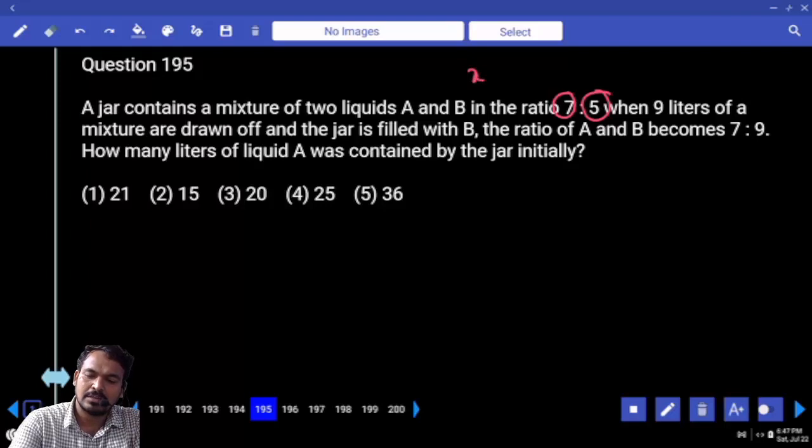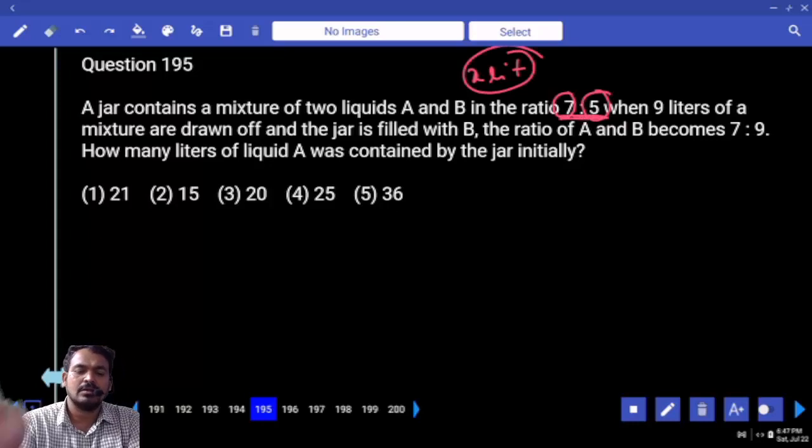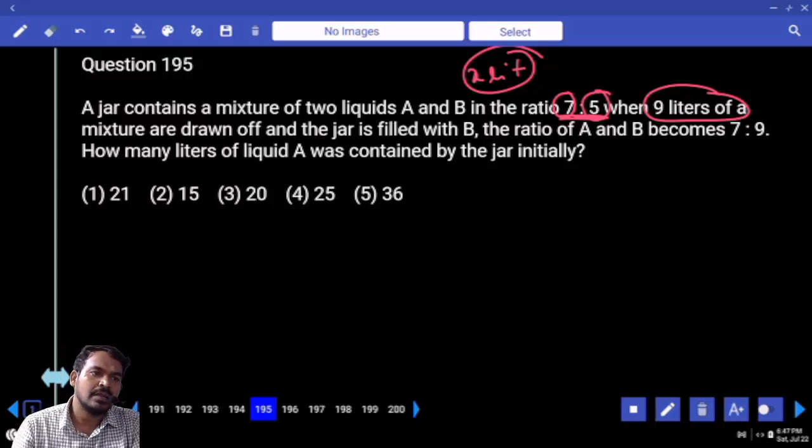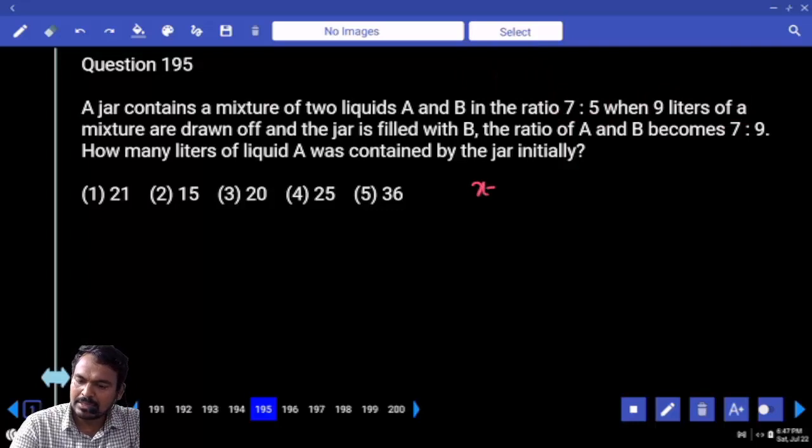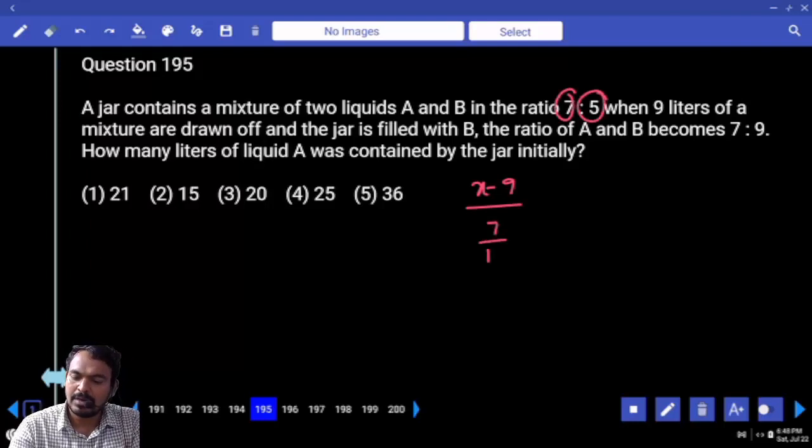Initial quantity we consider X liters. In that X liters, there are A and B. In that X liters, how many liters did we take? 9 liters. What is the remaining quantity? X minus 9. In that X minus 9, A and B are again in which ratio? 7:5. X minus 9 liters: A is how many parts? 7 parts. B is how many parts? 5 parts. Then we write 7 by 12.